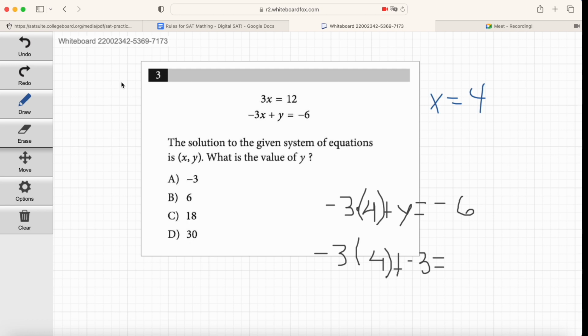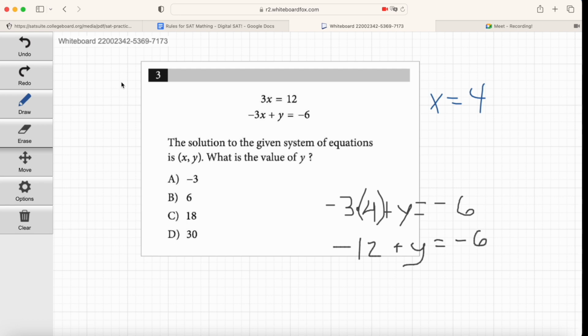I think I'd rather do the algebra here, but I do want to point out that there's a path there also. You could just plug in the answer choices. But let's do the algebra here. I'd start by simplifying. What's negative 3 times 4? Negative 12. I'll write that down. So we get negative 12 plus y equals negative 6. Now let's solve this algebraically from this point.